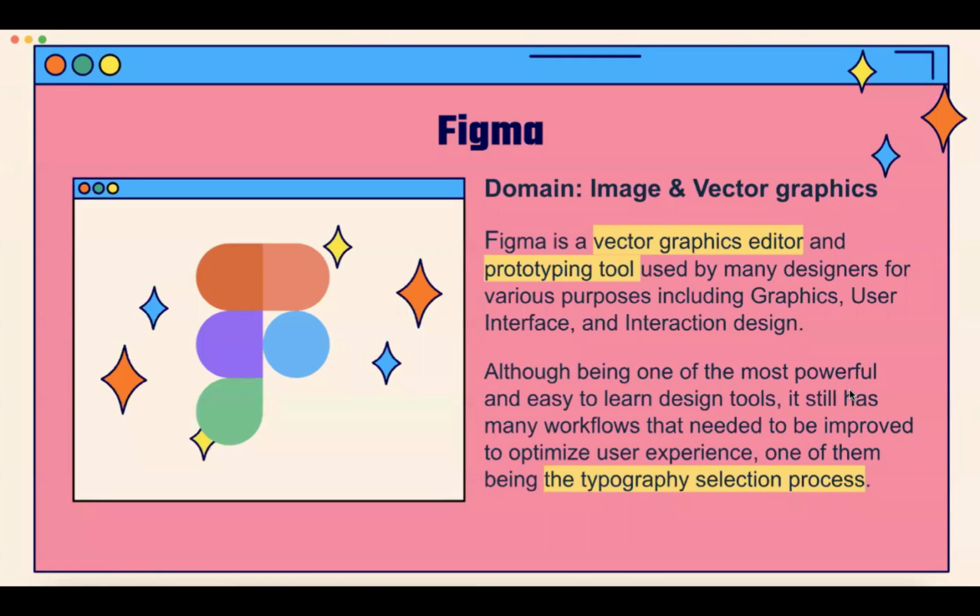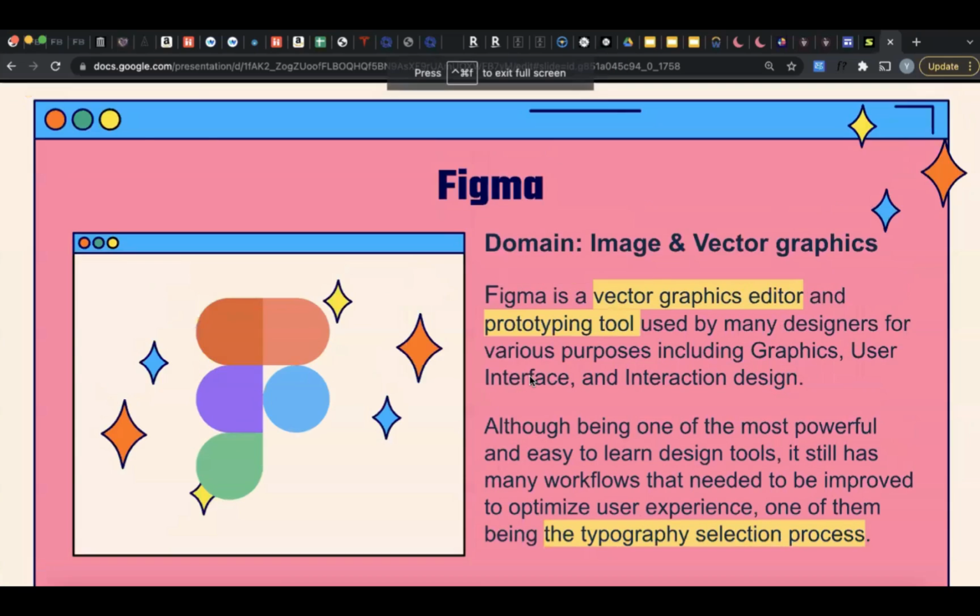So the tool I chose to analyze is Figma. It's within the image and vector graphics domain. Figma is a vector graphics editor and prototyping tool used by many designers for various purposes, including graphics, user interface, and interaction design. Although it is one of the most powerful, popular, and easy to learn design tools, it still has many workflows that need to be improved to optimize user experience. One of them is the typography selection process within Figma.